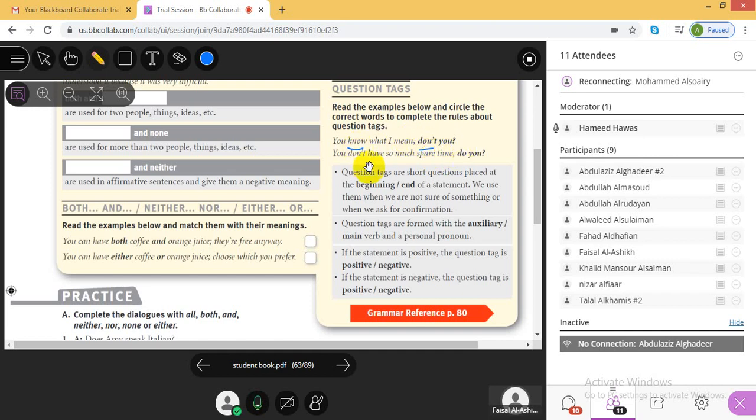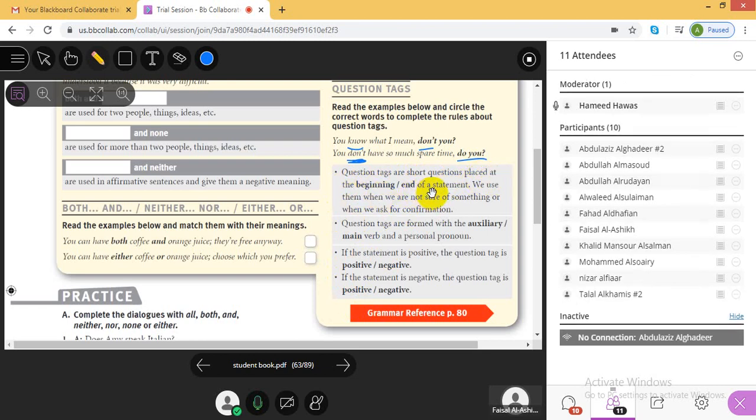Is it okay? You don't have so much spare time. Here the helping verb is in negative form, so it will be do you. Okay? Let's come and do the rule together. Who can do the first one for me? Question tags are short questions placed at the beginning or the end of a statement.